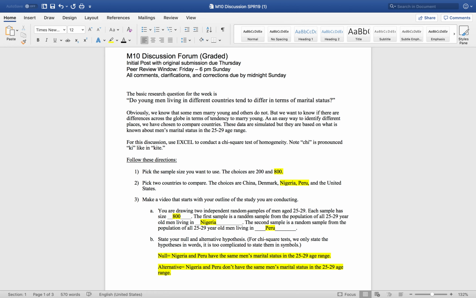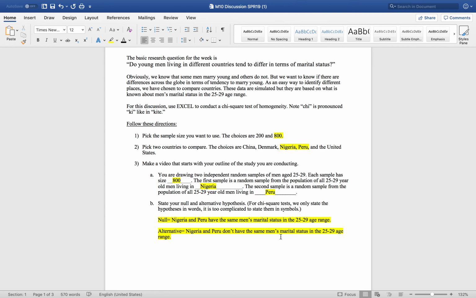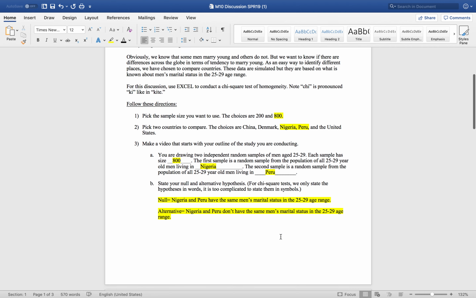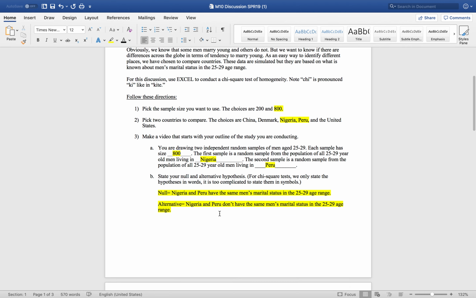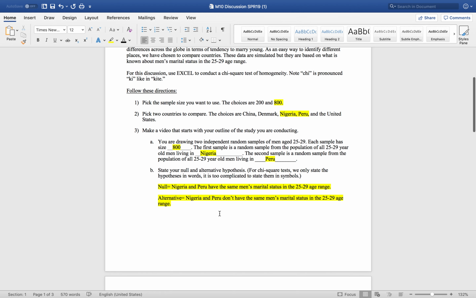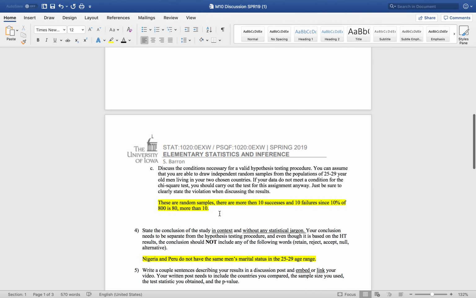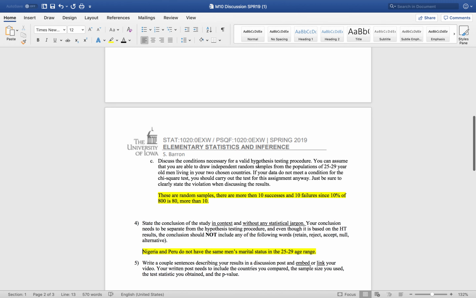My null hypothesis is that Nigeria and Peru have the exact same men's marital status in the 25 to 29-year-old age range. My alternative is that Nigeria and Peru do not have the same men's marital status in the 25 to 29 age range. Then it says, discuss the conditions necessary for a valid hypothesis testing procedure. I said this is valid since it's a random sample. I randomized them, and also there are more than 10 successes and more than 10 failures, since 10% of 800 is 80, that's more than 10, so it qualifies.